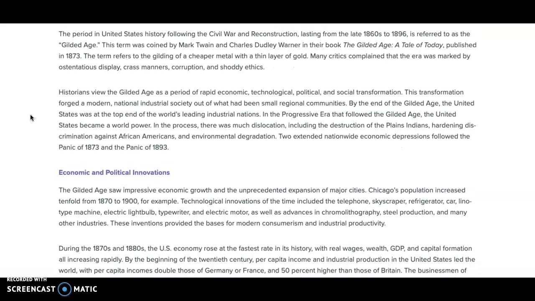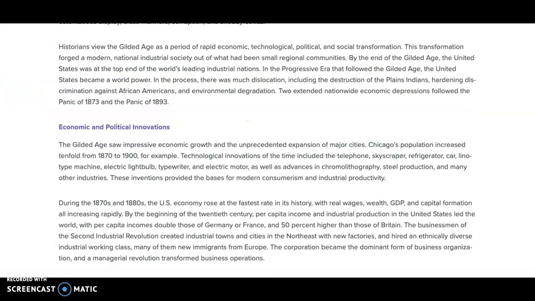The period in the United States history following the Civil War and Reconstruction, lasting from the late 1860s to 1896, is referred to as the Gilded Age. This term was coined by Mark Twain and Charles Dudley Warner in their book, The Gilded Age, A Tale of Today, published in 1873. The term refers to the gilding of a cheaper metal with a thin layer of gold. Many critics complained that the era was marked by ostentatious display, crass manners, corruption, and shoddy ethics.